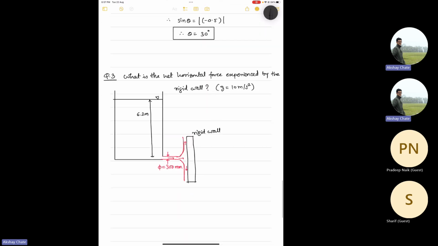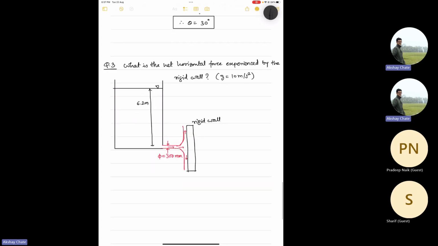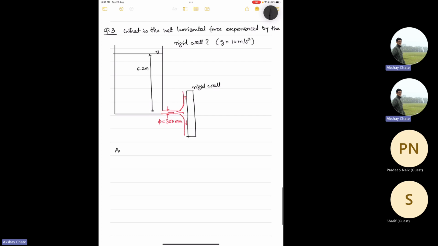So maybe I should have started with this. I started with the other one, and somewhere down the line I got confused. Anyway, applying continuity, actually we don't need continuity here. One second, I think this velocity we need, right? Okay, continuity we don't need because there are no multiple inlets or outlets.